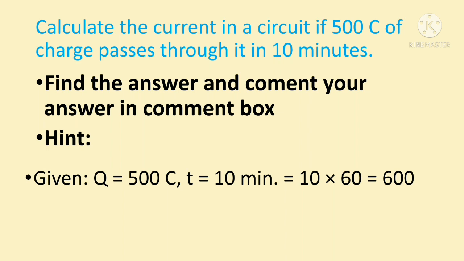Okay, calculate the current in a circuit if 500 coulomb of charge passes through it in 10 minutes. This question is given to you. You should calculate and find the answer, and the answer should be commented in the comment box. A hint I can give you: what else is given here? Q is given, T is given. T is given in minutes, that should be converted into seconds. Then you have to calculate and answer in the comment box.